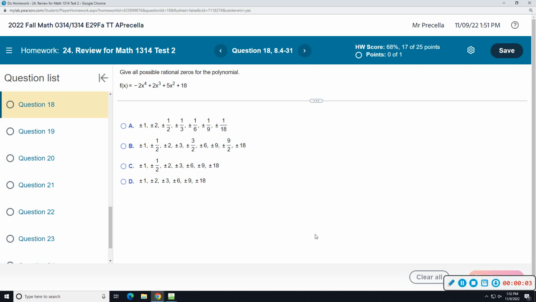This is Mr. Precella, and we're going to continue working that review for test 2. We had gotten to number 18: give all possible rational zeros for the polynomial f of x equals negative 2x to the fourth plus 2x cubed plus 5x squared plus 18. Let me switch over to my paper.